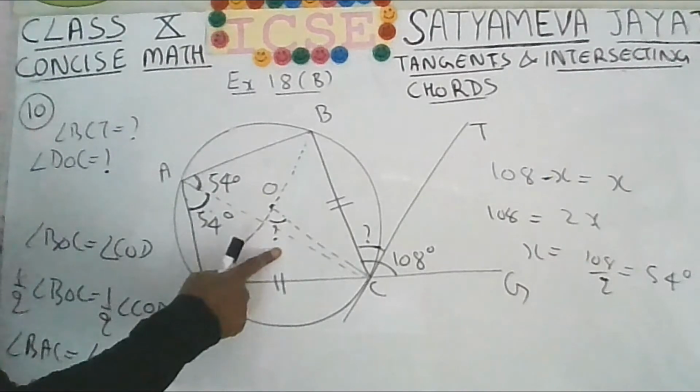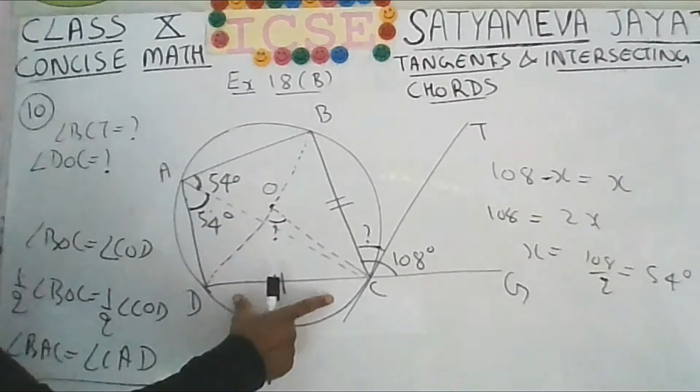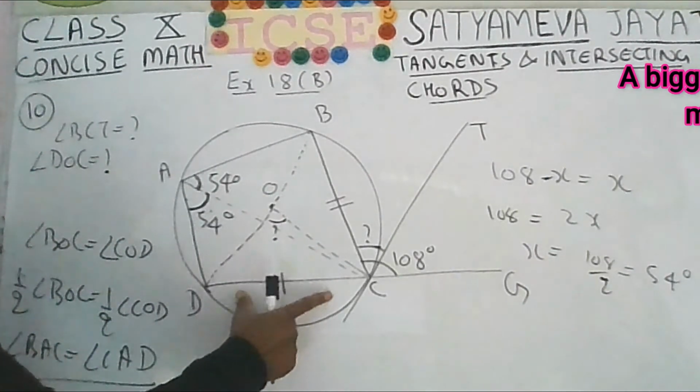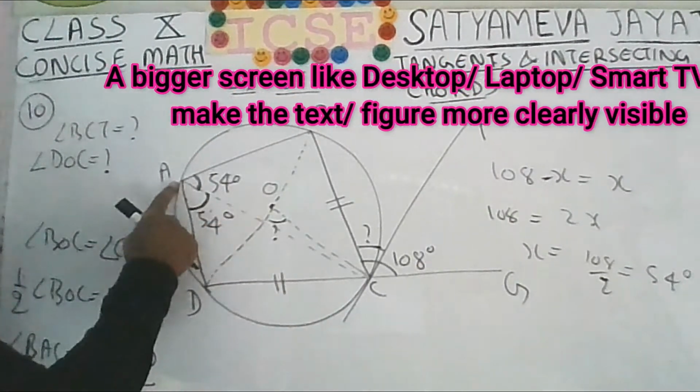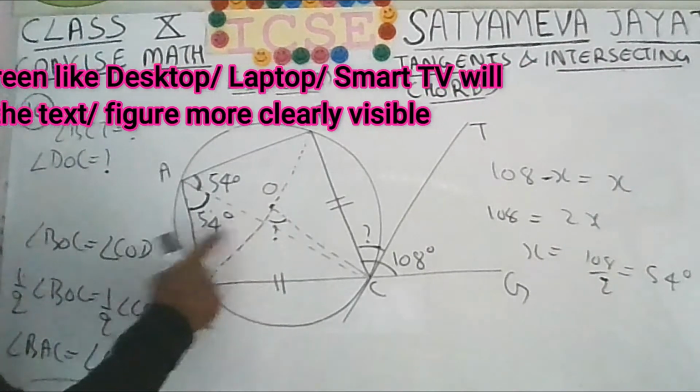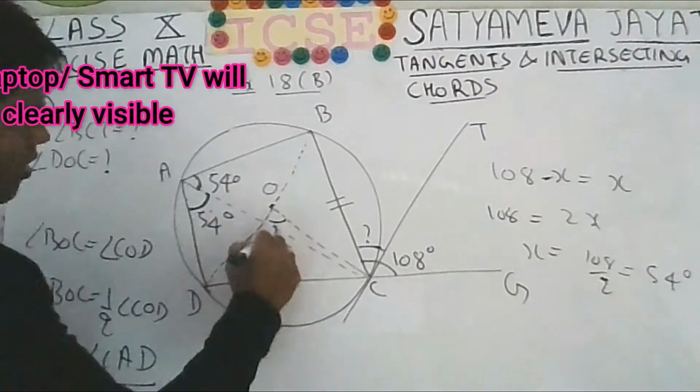What will be this angle? It will be 2 times. If you look at RCD, then RCD is subtending an angle COD at center, and it is subtending an angle of 54 degree at point A. So this angle will be 2 times 54. So this angle will be 108.